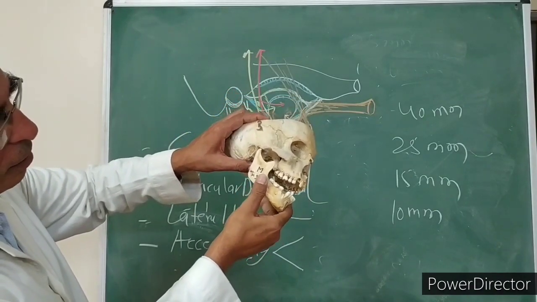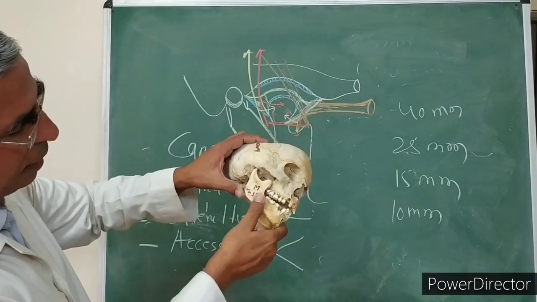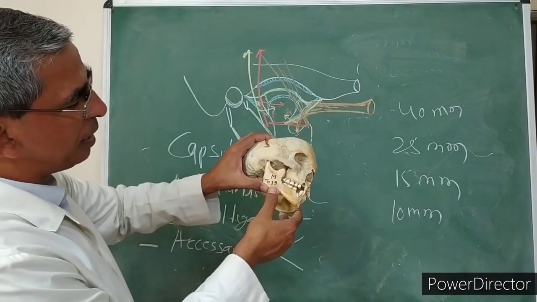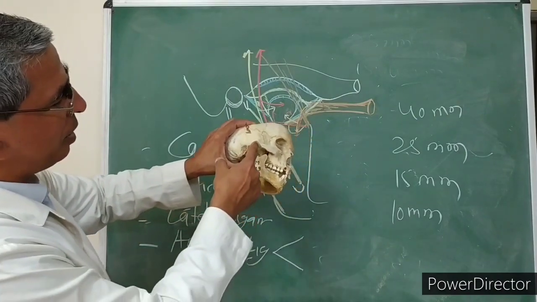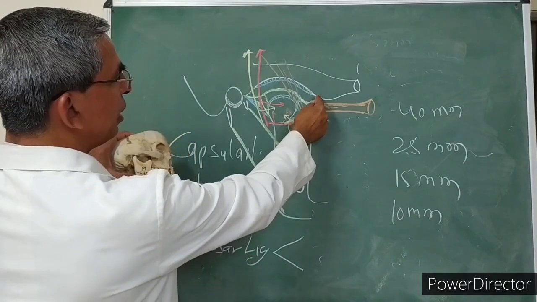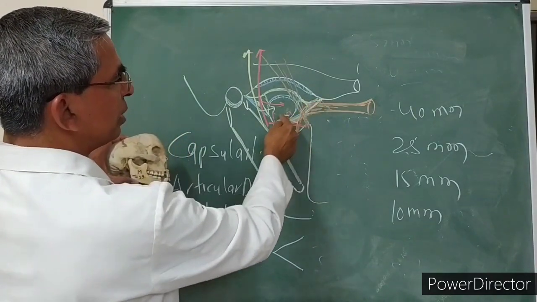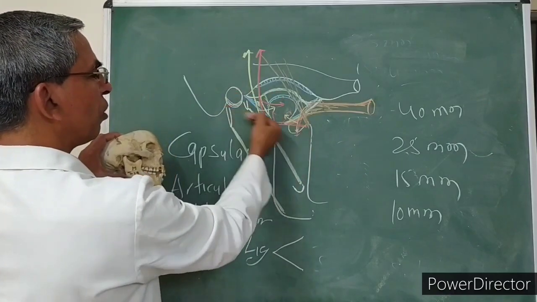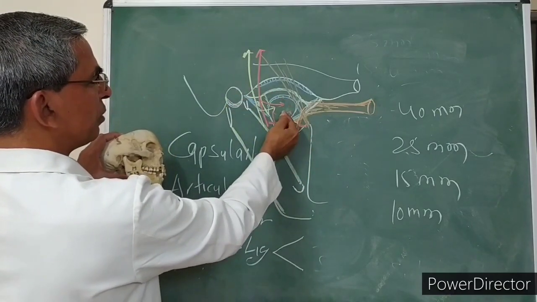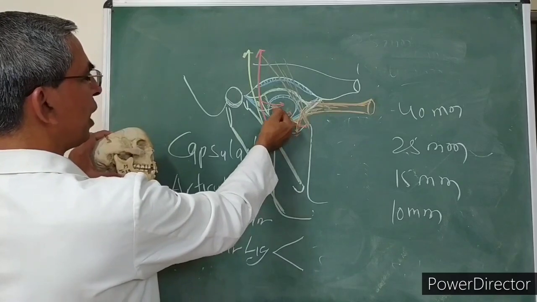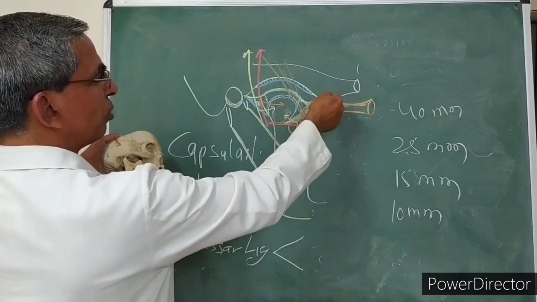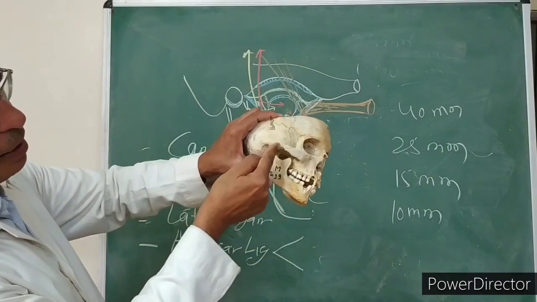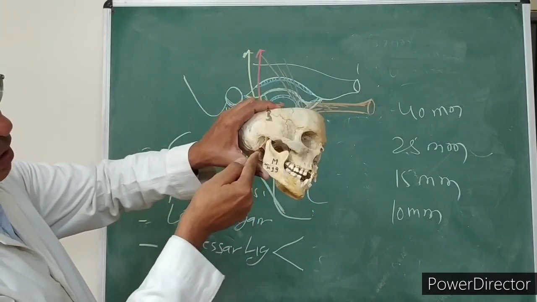Second is the muscle. But before the muscle comes the ligament. I told you the lateral temporomandibular ligament. This lateral temporomandibular ligament prevents the backward shifting of the head of the mandible, because when the head of the mandible tries to go posteriorly, this ligament resists. So backward tilt of the head of the mandible is prevented by this lateral temporomandibular ligament.